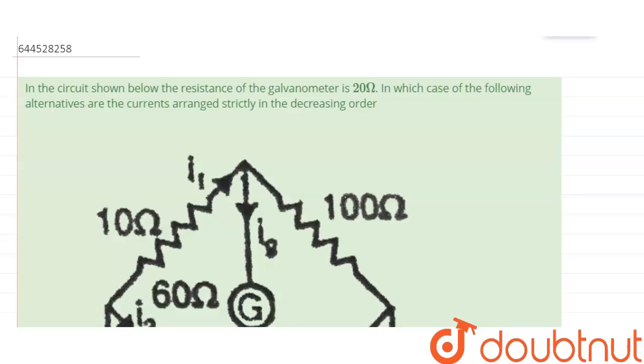Hello everyone. So the question is, in the circuit shown below, the resistance of the galvanometer is 20 ohm. In which case of the following alternatives are the currents arranged strictly in the decreasing order?